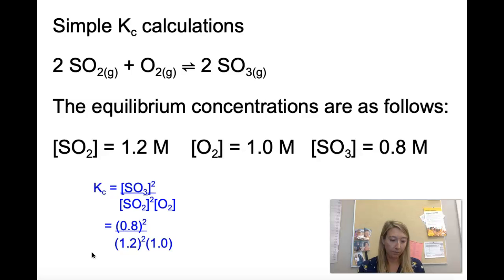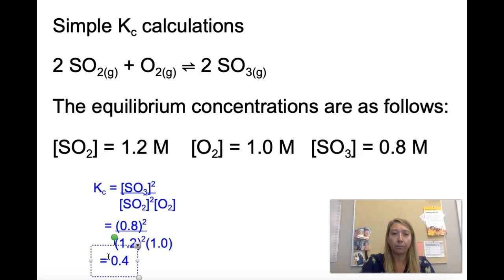So you're going to do 0.8 squared divided by 1.2 squared times 1. Sig dig wise, we get to have 1 because 0.8 only had 1. So we get an answer of 0.4. Okay, so a super simple Kc calculation. You're literally just plugging equilibrium concentrations into it. Really important to recognize when you are doing Kc calculations, it is an equilibrium constant, so it must be equilibrium concentrations going into it. If they give you initial concentrations, those do not belong in your Kc calculations because they don't represent equilibrium concentrations.